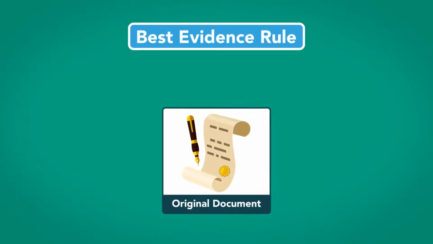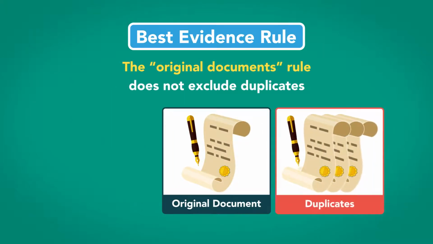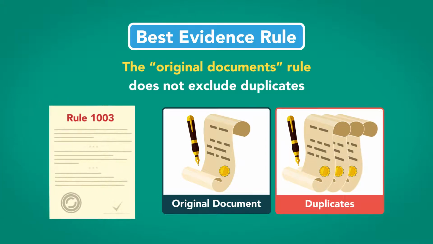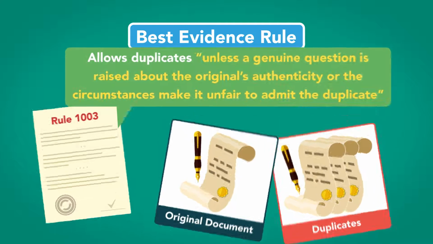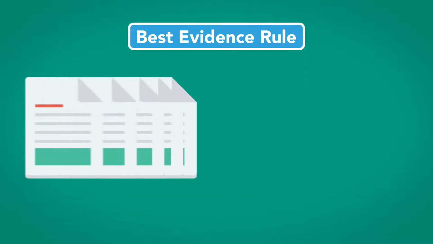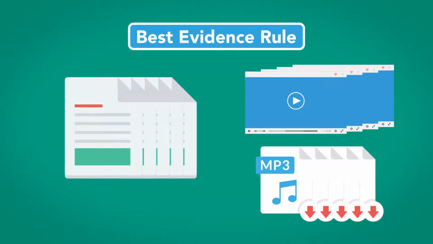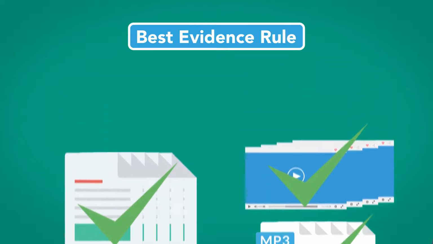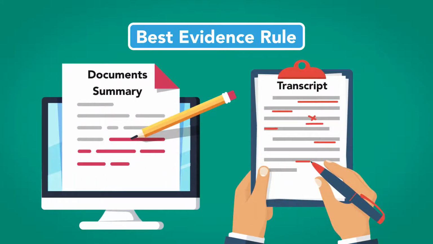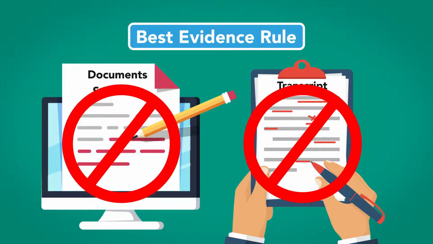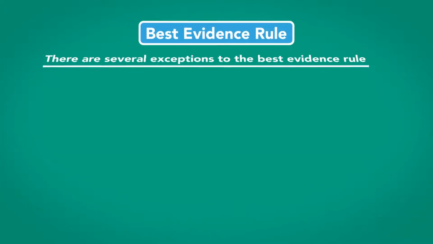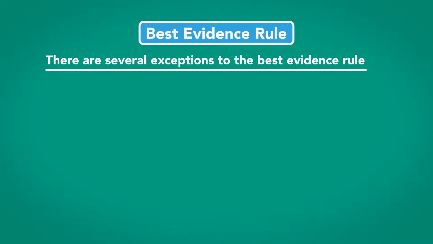While counterintuitive based on the name, the original documents rule does not exclude duplicates. In fact, Rule 1003 allows duplicates unless a genuine question is raised about the original's authenticity or about the circumstances which make it unfair to admit the duplicate. The rule was never meant to apply to photocopies, copied audio and video files, and comparable replicas. Rather, it applies to summaries, written transcripts of audio, and other representations of a document that fundamentally differ from the original. There are, moreover, several exceptions to the best evidence rule.